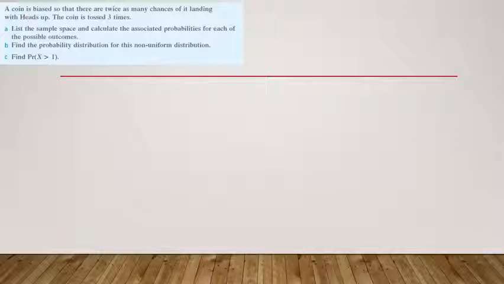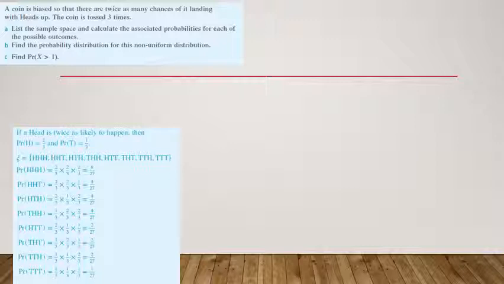A coin is biased so that there are twice as many chances of it landing with heads up. The coin is tossed 3 times. So then the probability of one head would be twice as many chances of it landing with heads up. So that's 2/3, and probability of tails, 1/3. List the sample space and calculate the associated probabilities for each of the possible outcomes. Alright, in the interest of saving time, I've copied the one from the textbook.